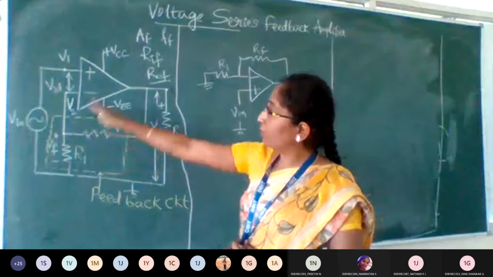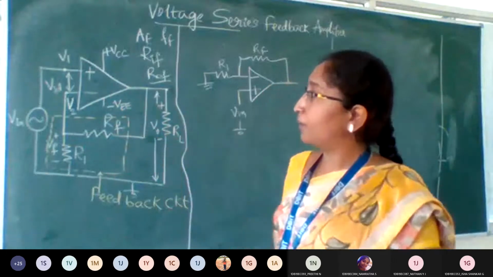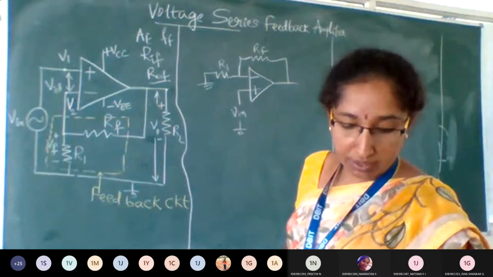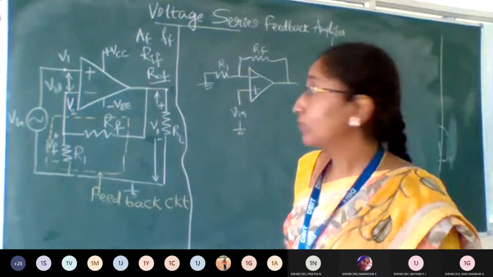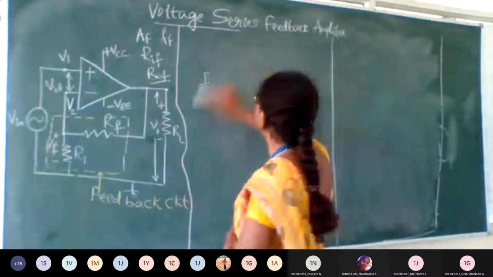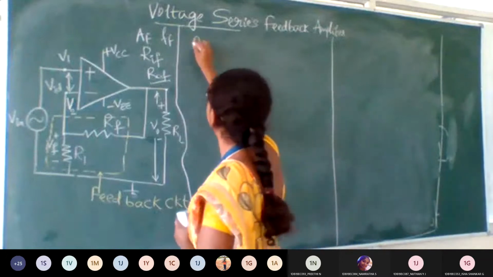And then you are giving input to the non-inverting terminal. So it is a non-inverting voltage series feedback amplifier. Here the first step is you have to find out the open loop gain. What is the open loop gain? No change in the open loop gain. So what is the expression?